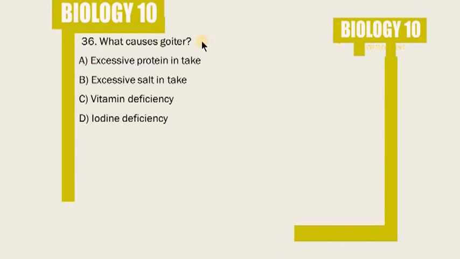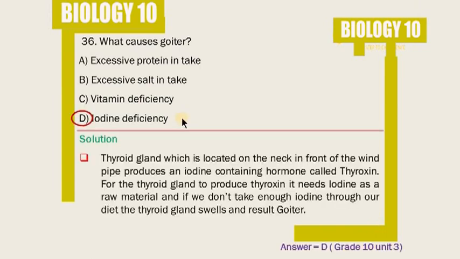Question 36. What causes goiter? A. Excessive protein intake. B. Excessive salt intake. C. Vitamin deficiency. Or D. Iodine deficiency. The answer is D. Iodine deficiency.